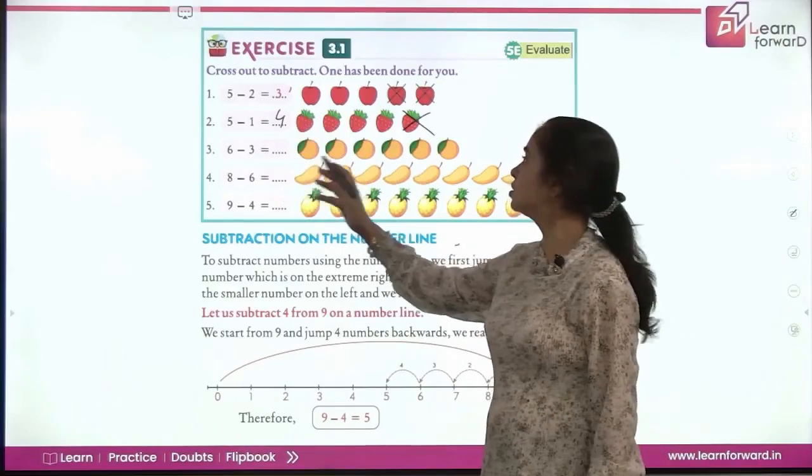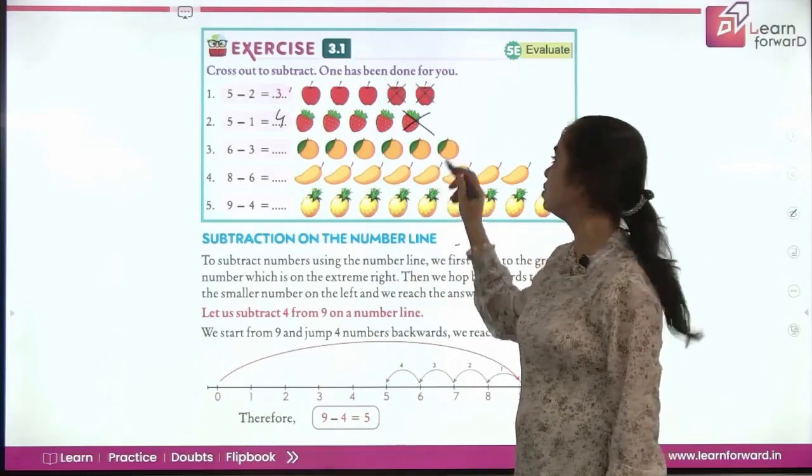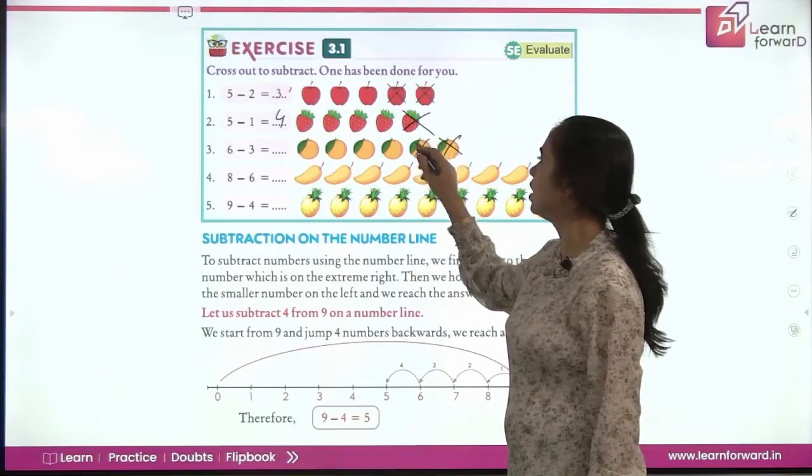6 minus 3. So you have 6 oranges here. How many will you cross out?